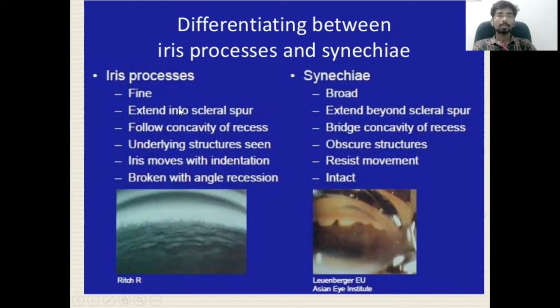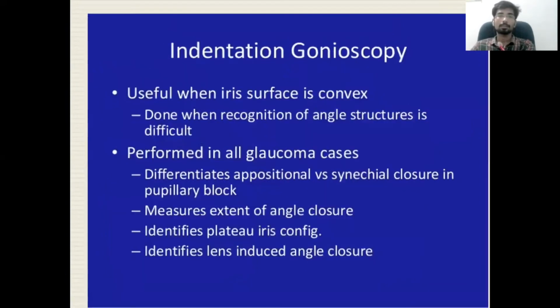So iris processes are fine, they extend from the iris or ciliary body to the scleral spur, and they move with indentation of the lens. Whereas synechiae are broad, they extend beyond the scleral spur and they resist movement. Indentation gonioscopy is done when the iris surface is convex and recognition of angle structures is very difficult. To differentiate between appositional or synechial closure in pupillary block, we have to do indentation gonioscopy.